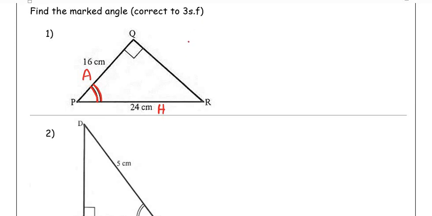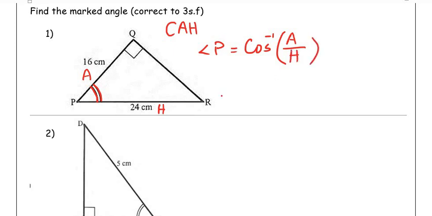Now looking at A and H, which ratio can I use? I can use CAH, that means cos, because I'm finding the angle. So I will say angle P, because this is the angle that I'm trying to find. So angle P equals simply cos inverse adjacent over hypotenuse, that means A over H. So this is the basic formula. Then you can directly write the cos inverse and put the values into it.